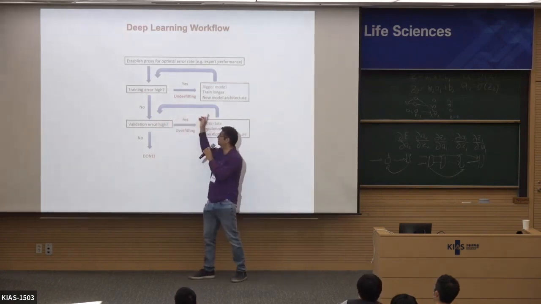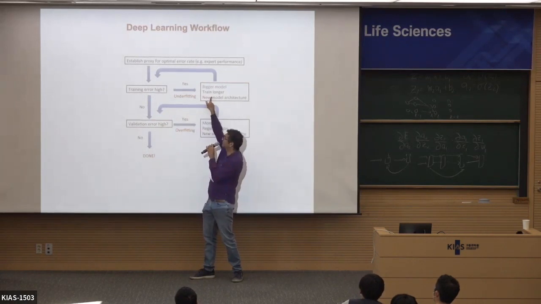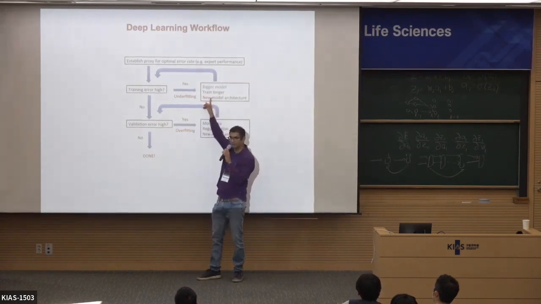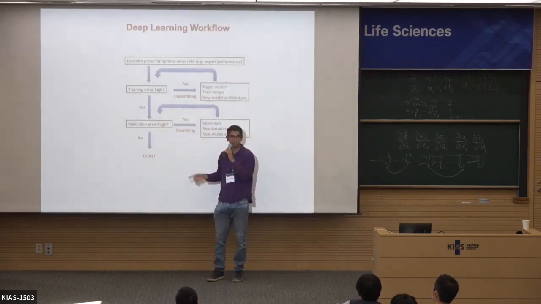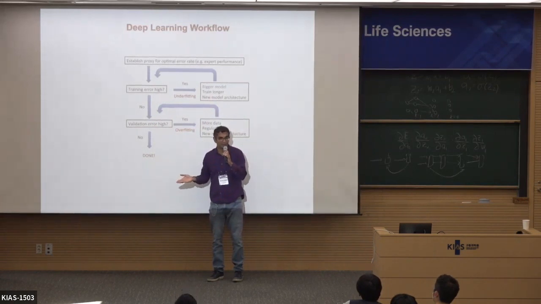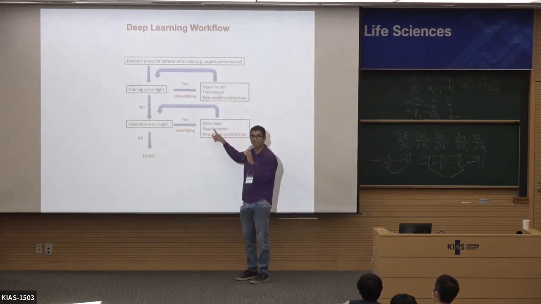until, and you need to keep on going here. So this is basically your model's not expressive enough. This is your model, you're overfitting, so you have to regularize. This is basically a mismatch between the training and test error.